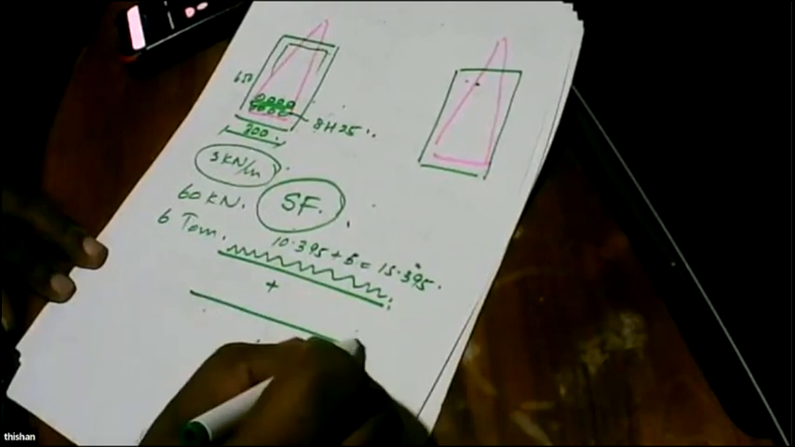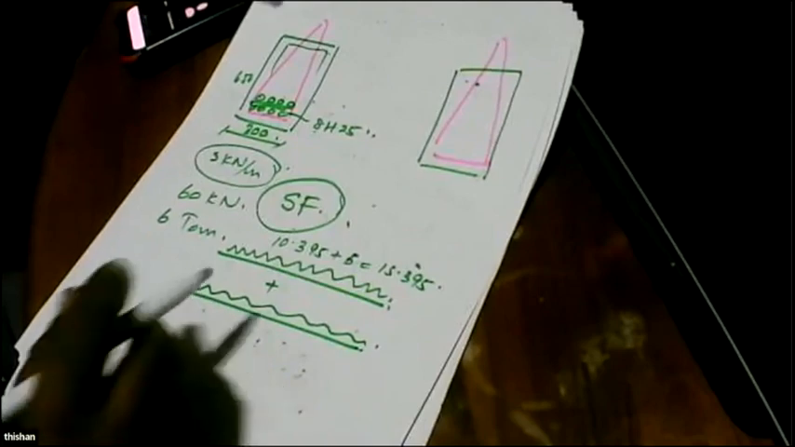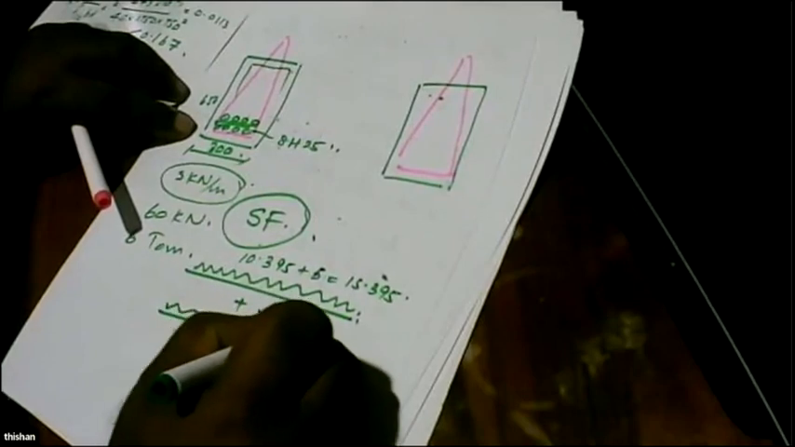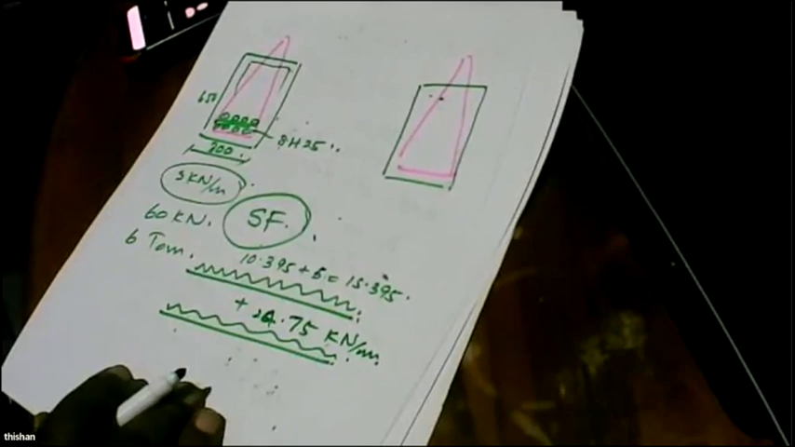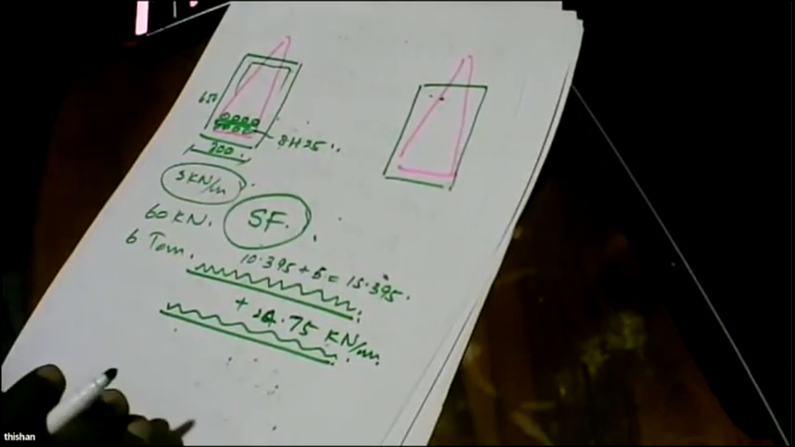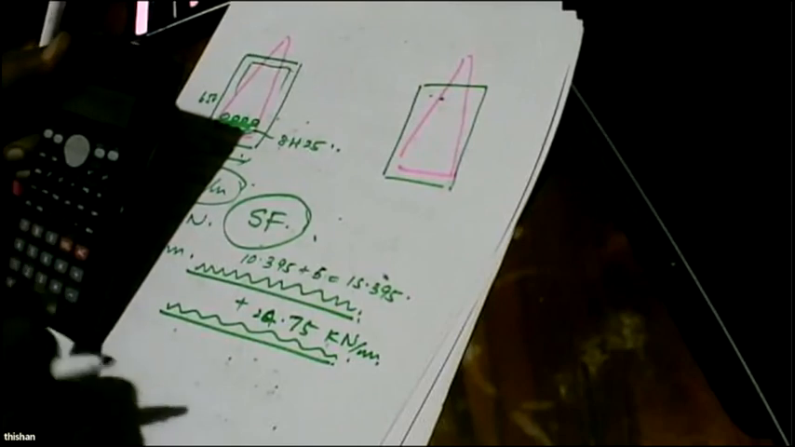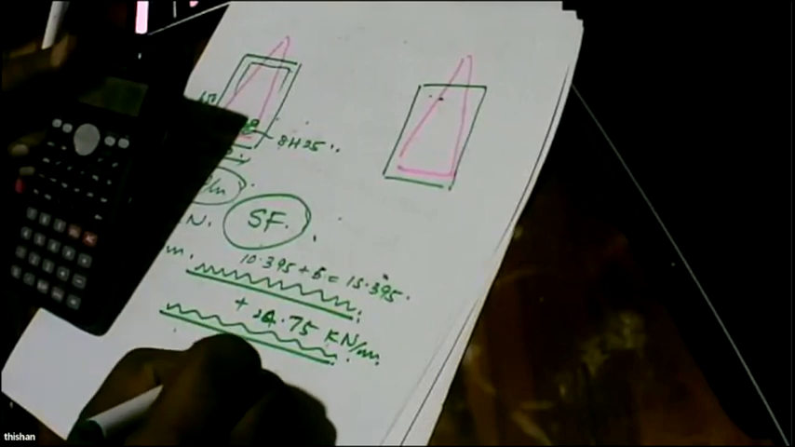Plus the other weight, which is the live load, and the live load we calculated as something like 24.75 kilonewtons per meter, right? So the total will be 24.75 plus 15.395. So the total is about 40 kilonewtons per meter.